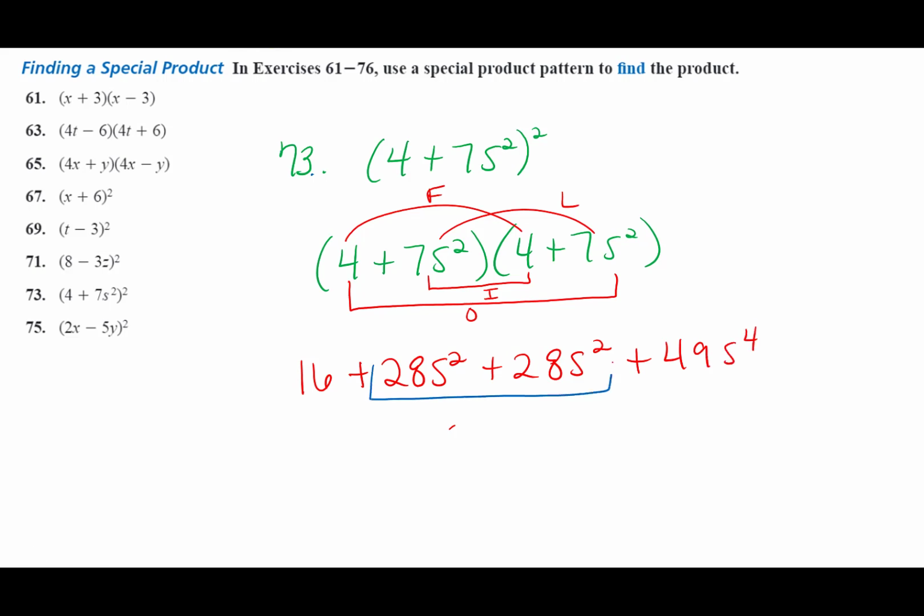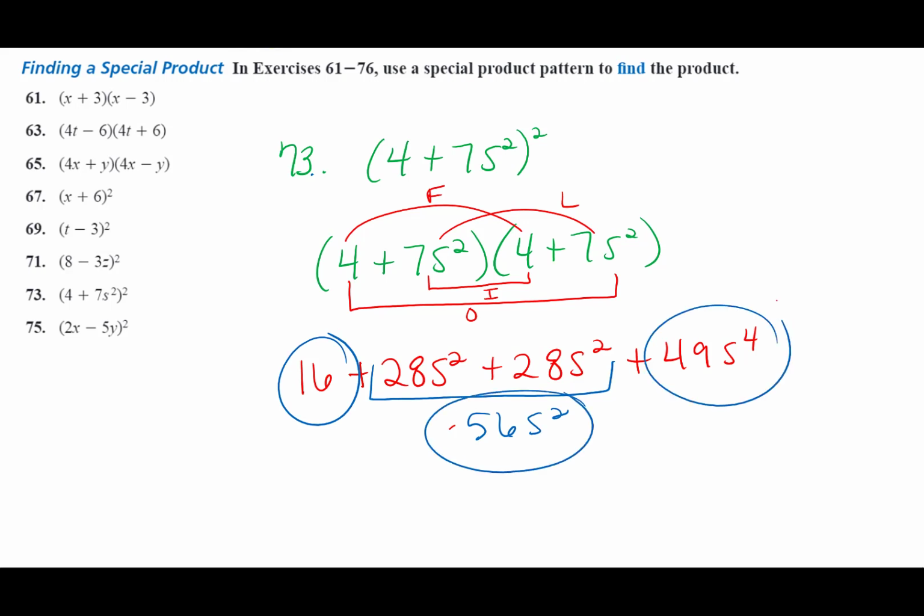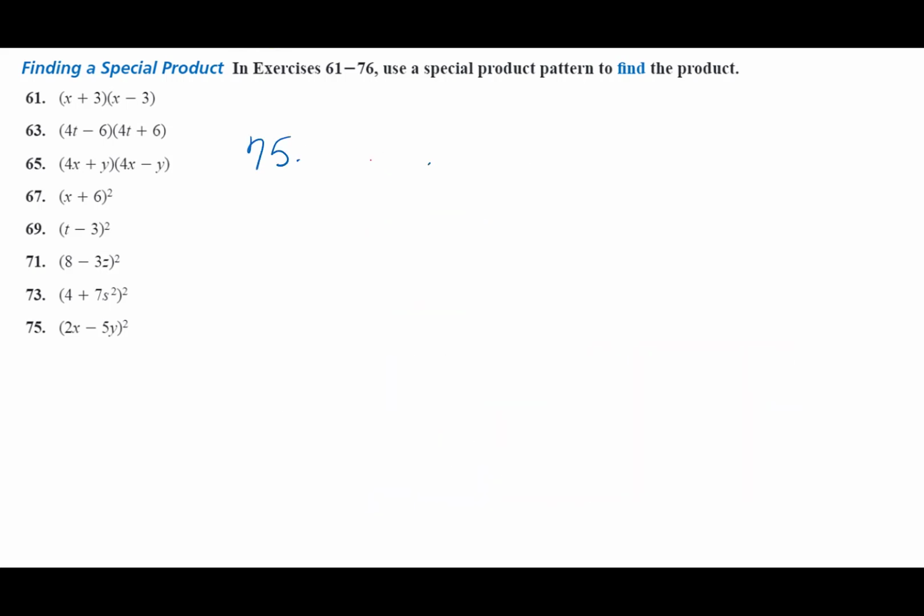Now we're going to collect like terms. 28s squared plus 28s squared is 56s squared. So our three terms left are this positive 16, 56s squared, and 49s to the fourth. I do want you to rearrange that and put it in descending order. The term that has the highest exponent is 49s to the fourth, and then the positive 56s squared, and then the positive 16. And that's your final answer. All right, let me just do this last one on this video.